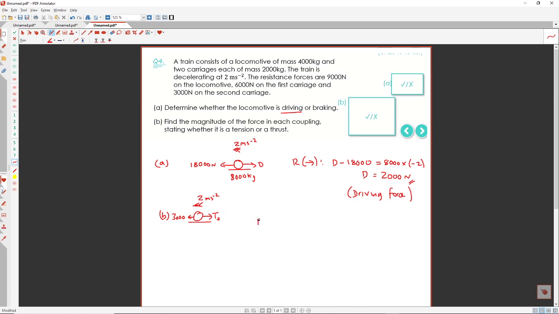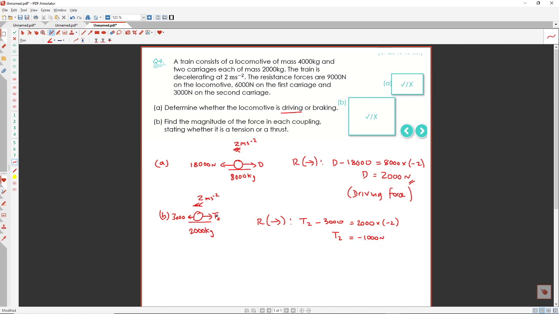Working with this then, just to be consistent with what I did here, I'm going to resolve to the right as positive again, which means I've got negative acceleration. I've got T2 minus 3,000 equals the mass of this one, which is 2,000 kilograms, times -2. So what we've got here is -4,000, then plus 3,000, so T2 will be -1,000.